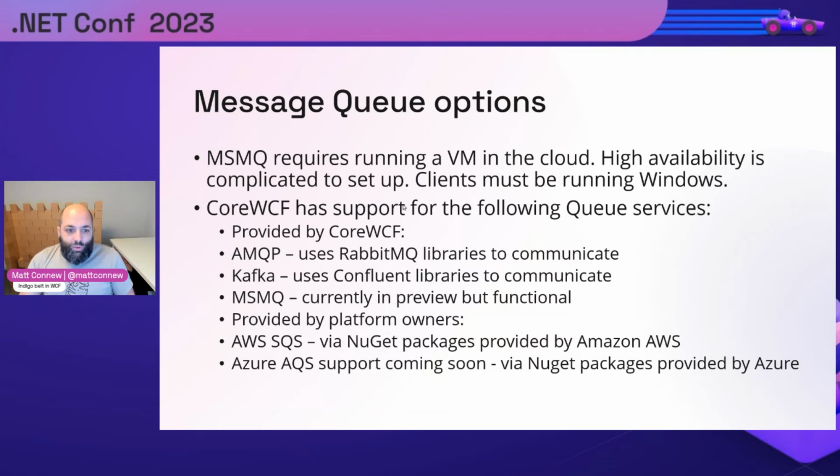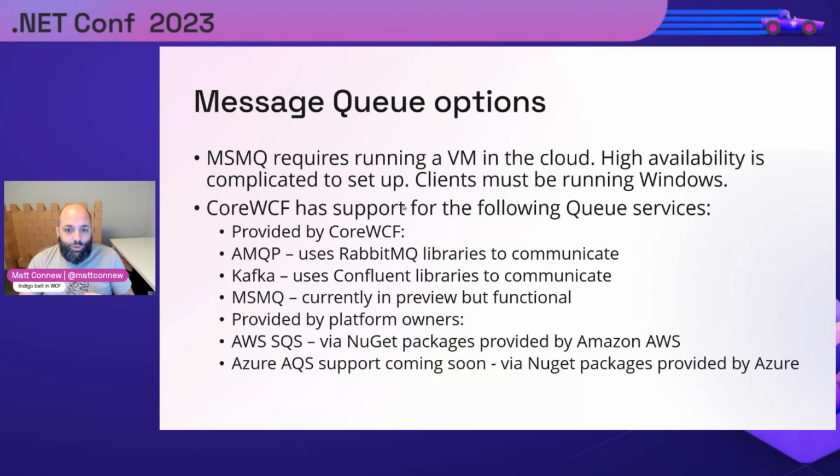So 3 of them are provided by CoreWCF and 2 are by platform owners. One provided by CoreWCF is AMQP, and that's based on RabbitMQ libraries. We've got a Kafka implementation, which uses Confluent libraries to communicate. And then we have MSMQ. That's currently in preview. It is functional.